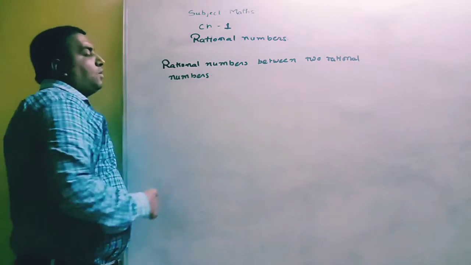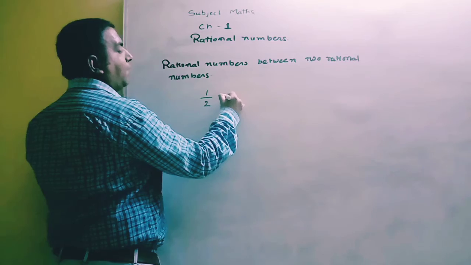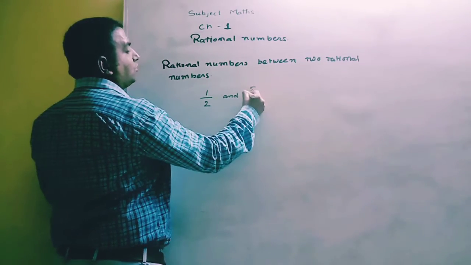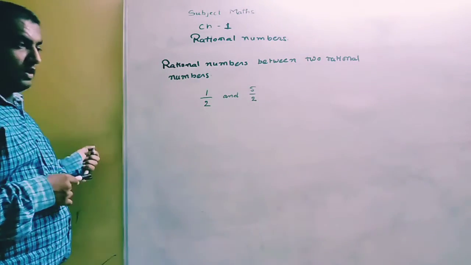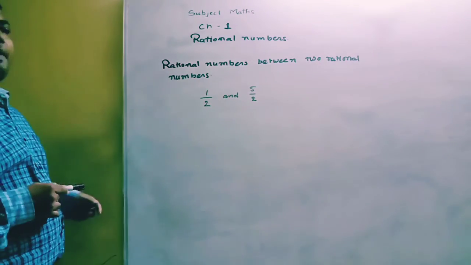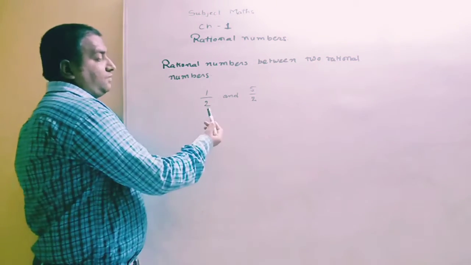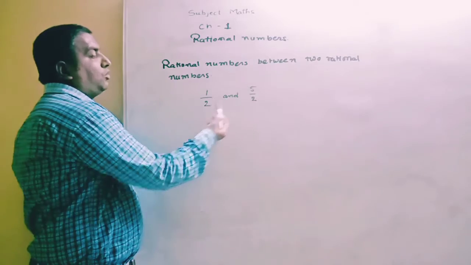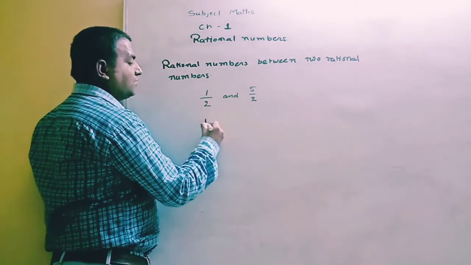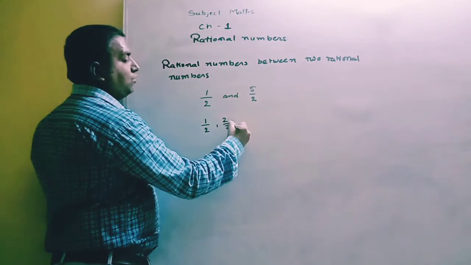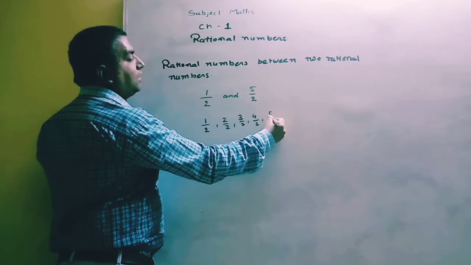But instead of integers, suppose it is given in fraction format, like 1 by 2 and 5 by 2, and it is said to write numbers between them. So 1 by 2 and 5 by 2 are the two fractions. Both have a common denominator. So between 1 by 2 and 5 by 2 you can write 2 by 2, 3 by 2, 4 by 2, 5 by 2. So we got 3 numbers.